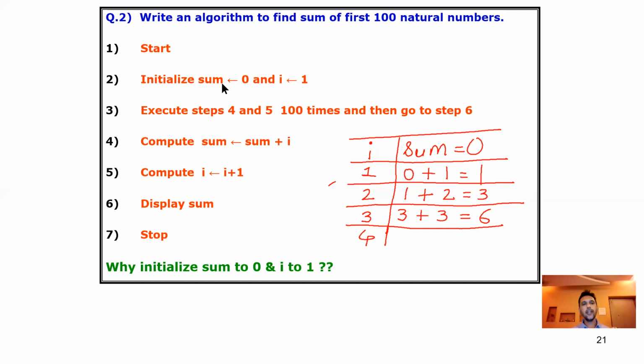Now, again, I give you some time. In your own words, write the answer why I was initialized to 1 and sum was initialized to 0. And if you have any doubt, you can ask me. Come on, start writing. If you have a doubt, unmute and ask.